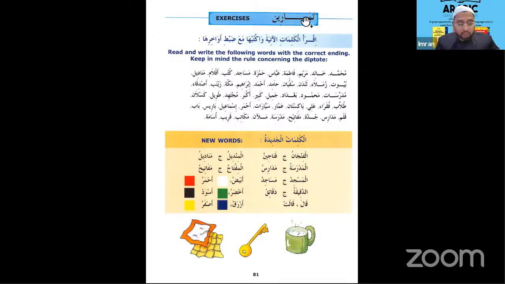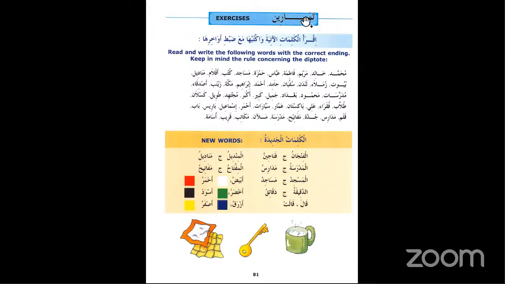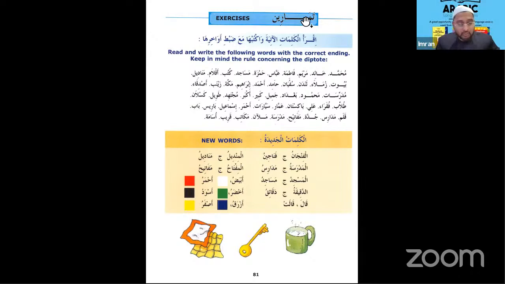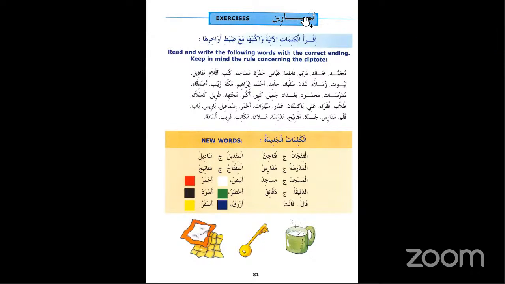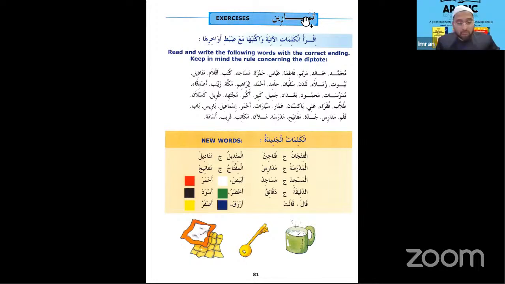رأيت كتابا أحمر means I saw a red book. Can you please put it on the chat if it's not too much hassle? I'm doing it now. There, I see it. Okay, thank you. I saw a red book.